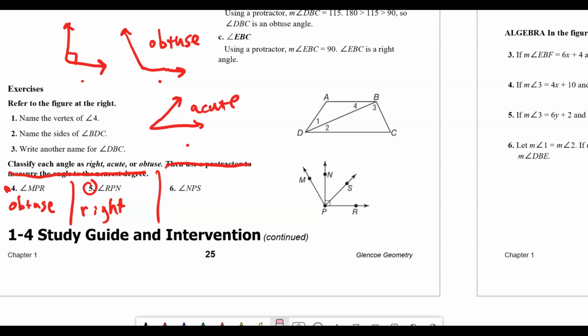Okay, and then the last one, finally, we have angle NPS. So let's look at it. From N to P to S. Do we think that this is obtuse, right, or acute? Answer that in the Edpuzzle. Okay, so hopefully we said that correctly, it is an acute angle. It's clearly going to be less than 90 degrees.